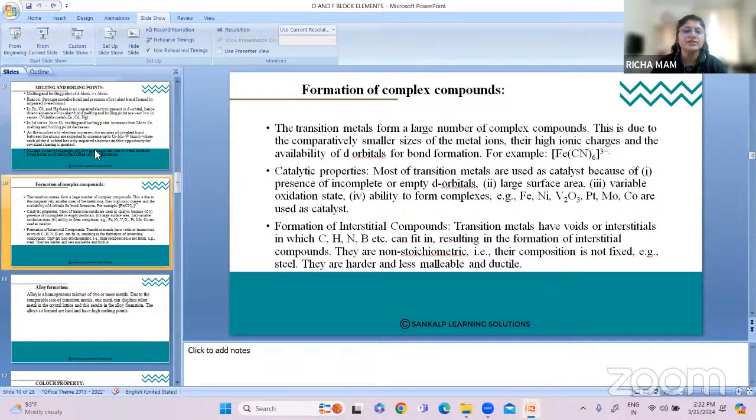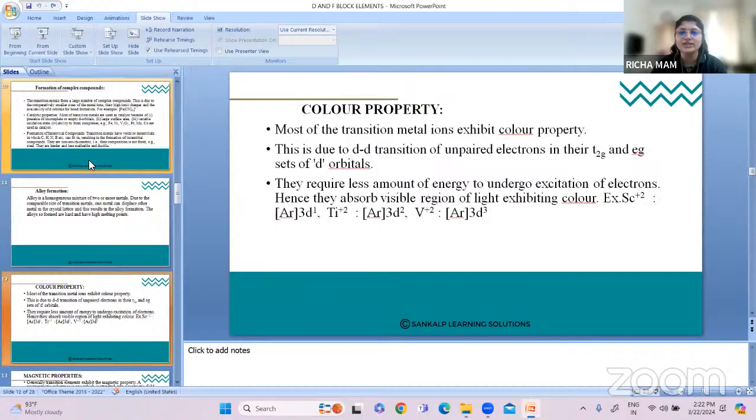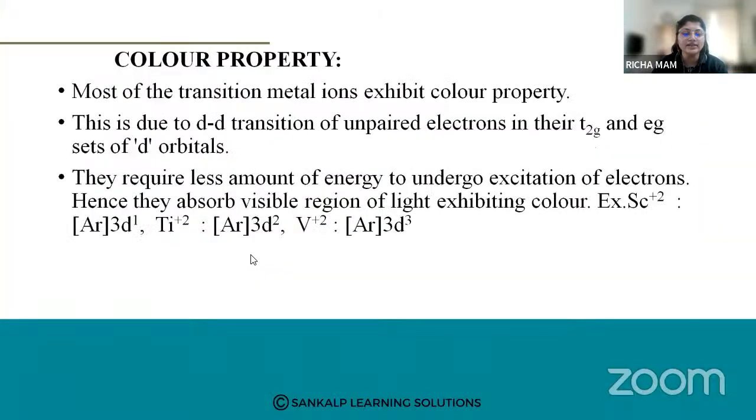So all these transition metal compounds are colored. They are colored in their solid state as well as in their aqueous state. They absorb a particular radiation from the visible region of light and thus exhibit color. What is the reason? They exhibit color both in the solid state as well as in the aqueous state. So they absorb the light.